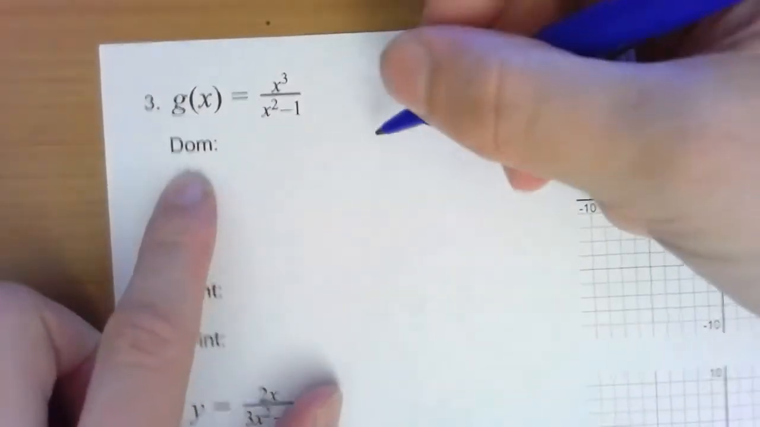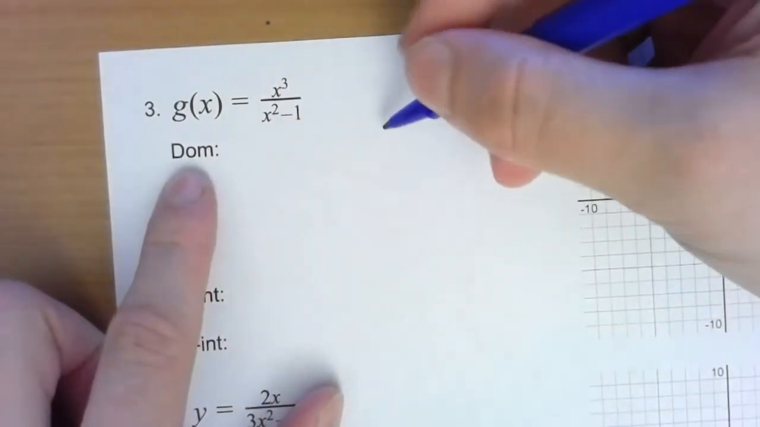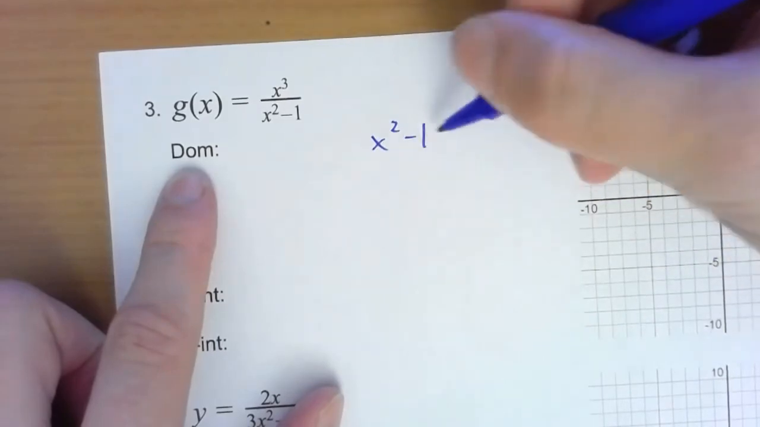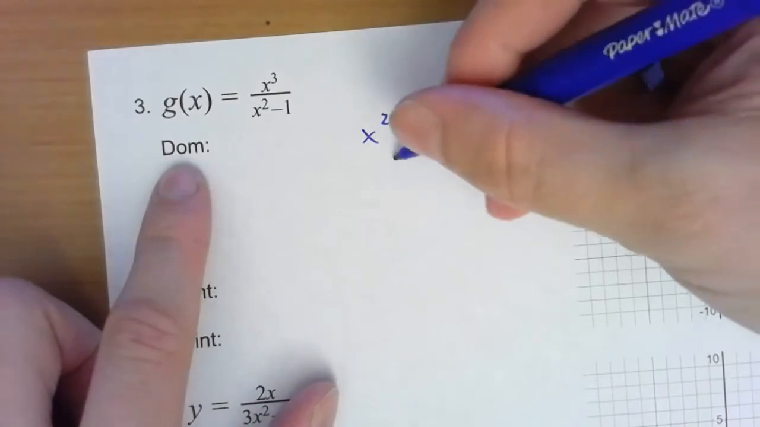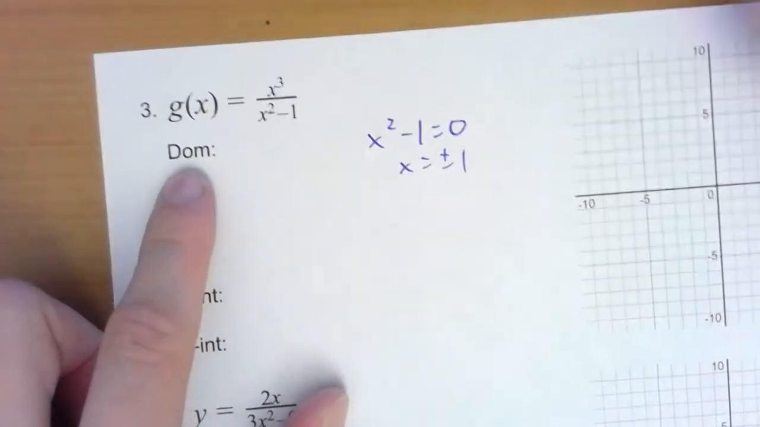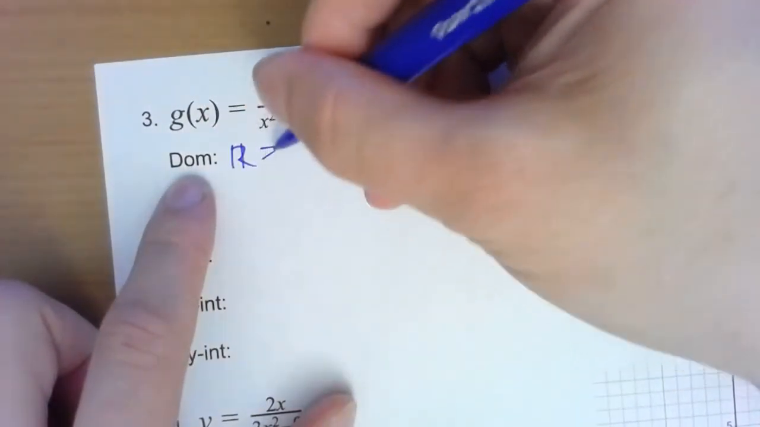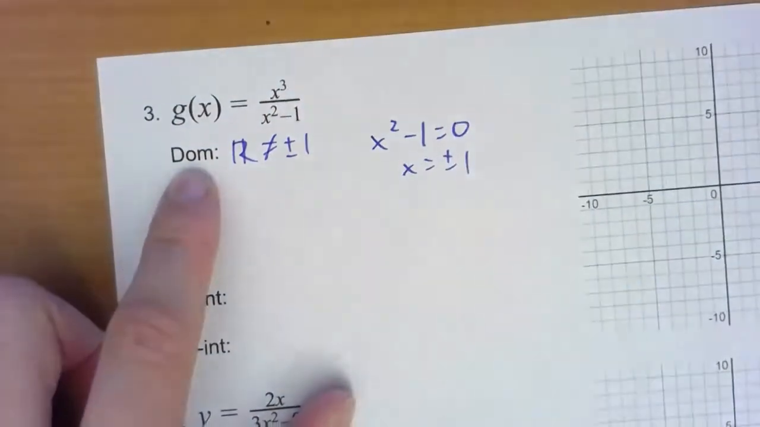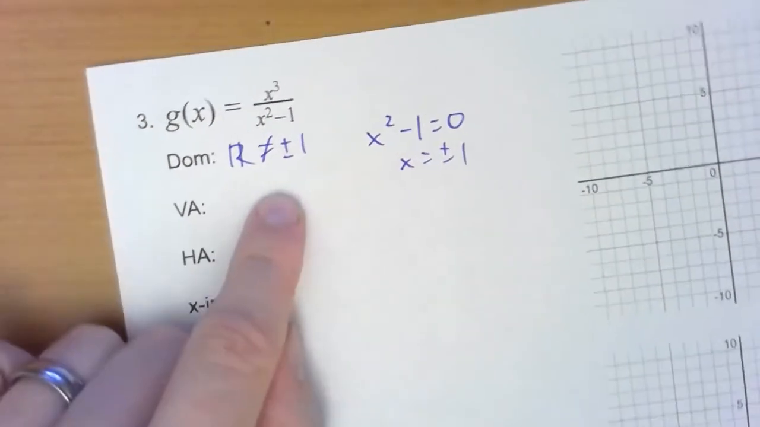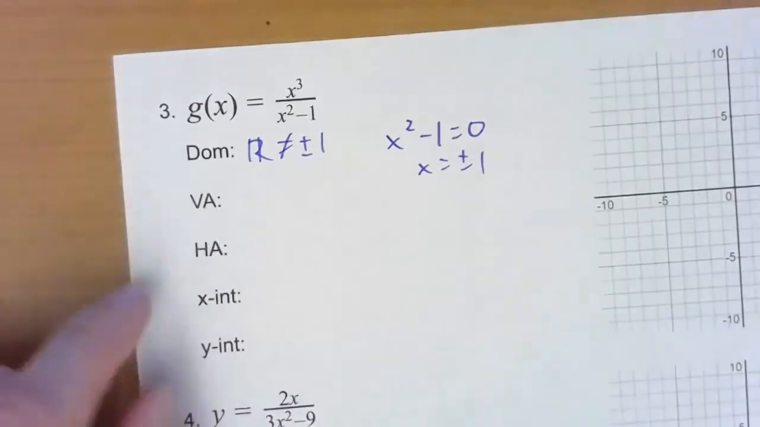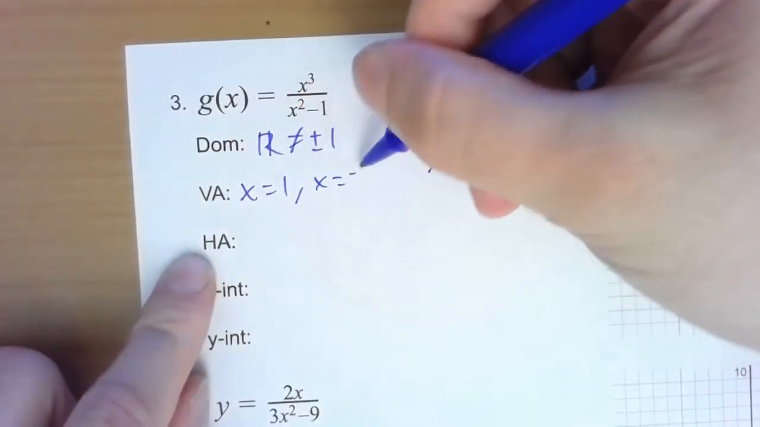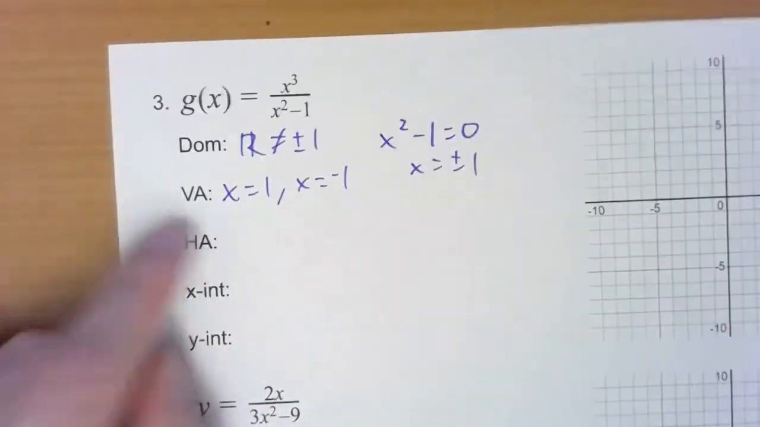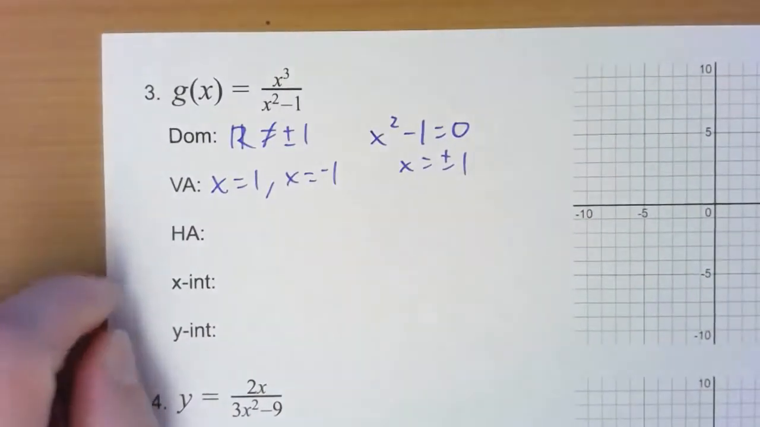So this one, for the domain, we want to see first where it's not defined. So x squared minus 1 equals 0. So that would be plus or minus 1. So that's where it doesn't work. Those are the two values of x we can't have. And so the two values of x that we can't have are what creates our vertical asymptotes. Domain and vertical asymptotes will go hand in hand.